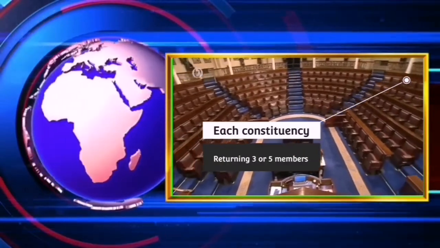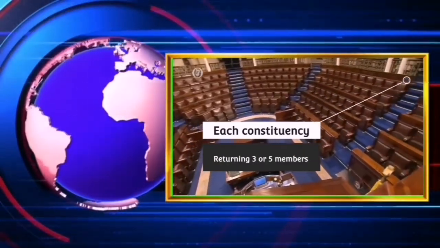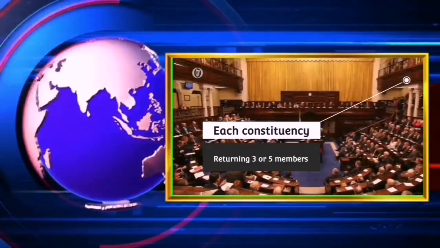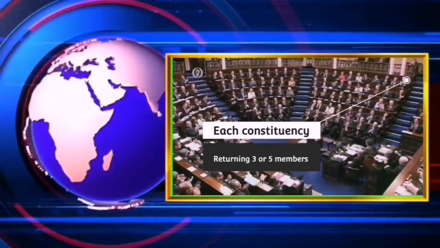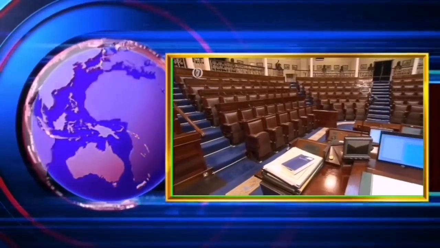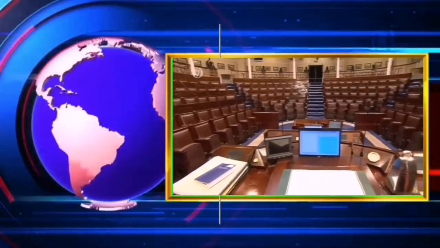Each constituency returns 3, 4, or 5 members based on its constitutional provision, which states that no constituency shall have less than 3 seats, and there shall not be less than 1 member per 30,000 of its population, nor more than 1 member per 20,000 of the population.